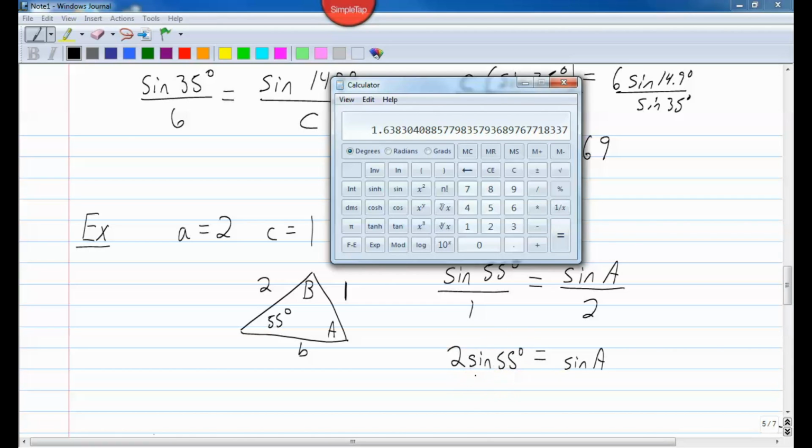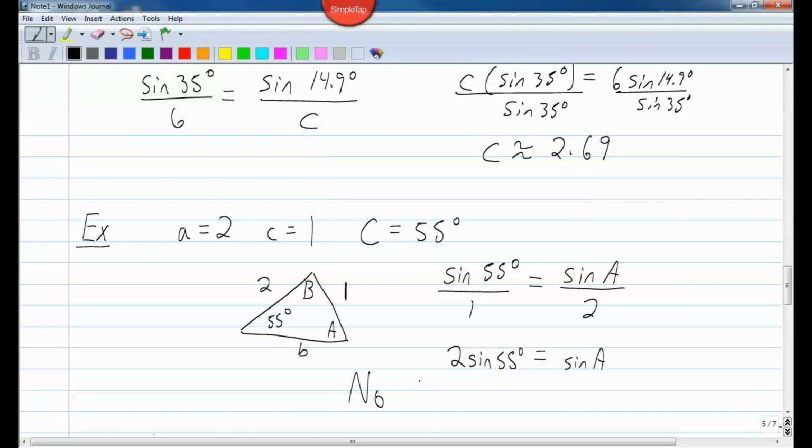Now see what happens when you push inverse sine. This calculator says invalid input. You should see what your calculator tells you. The reason why it says invalid input is because I just tried to take the inverse sine of something that's bigger than 1, and you can't do that for sine. Okay? So that means there are no triangles. There's no triangle.